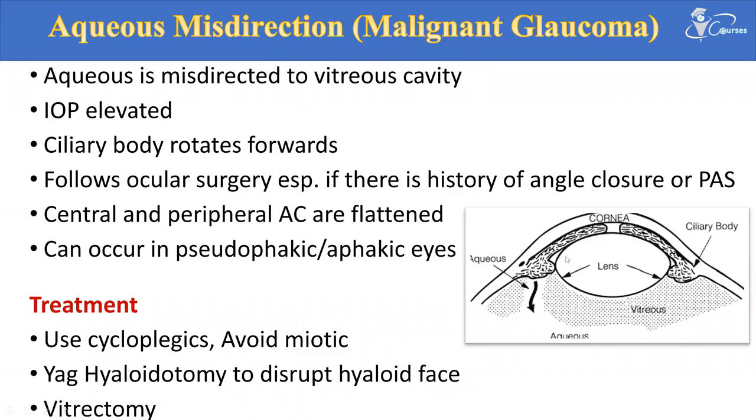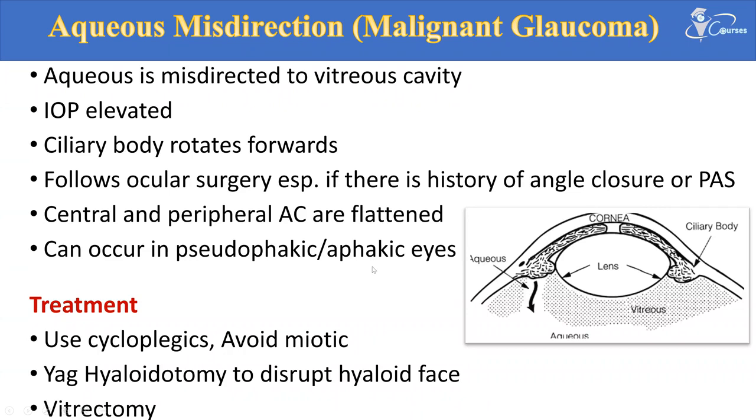Malignant glaucoma can happen after any intraocular surgery. It can happen with phakic intraocular lens implantation, phacoemulsification, trabeculectomy, penetrating keratoplasty, especially if there is a history that this patient had angle closure or peripheral anterior synechia. In such a case, as you see, the angle is thin or absent uniformly, that is, there is a shallow or absent angle in the center and in the periphery. And it could happen in both pseudophakic or phakic eyes.